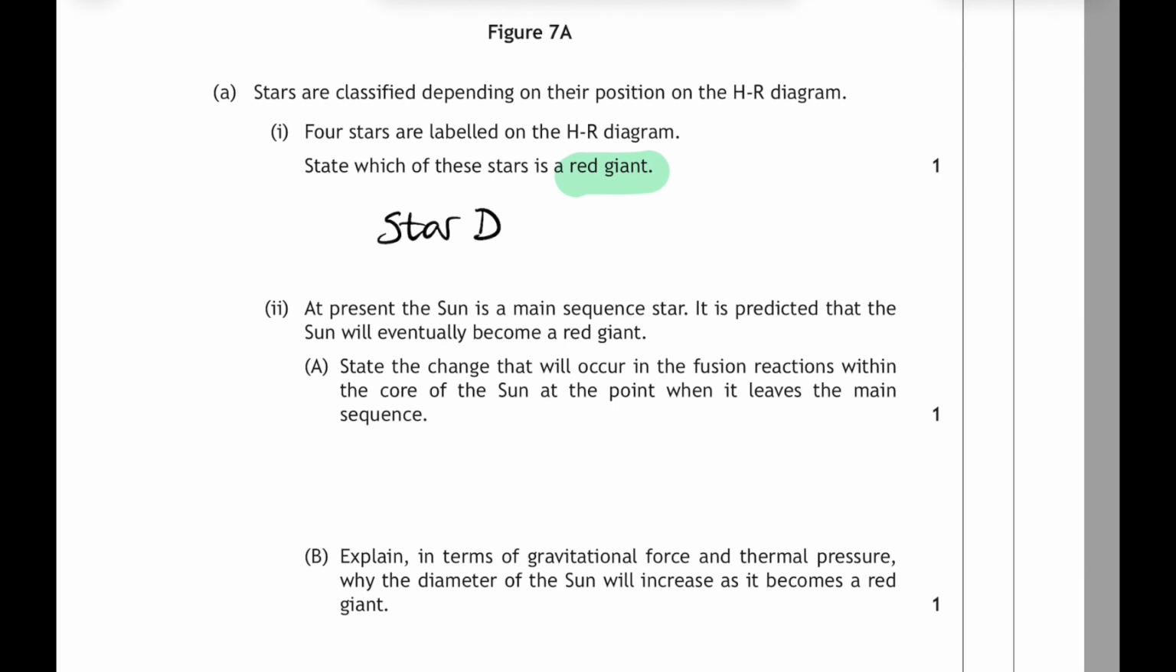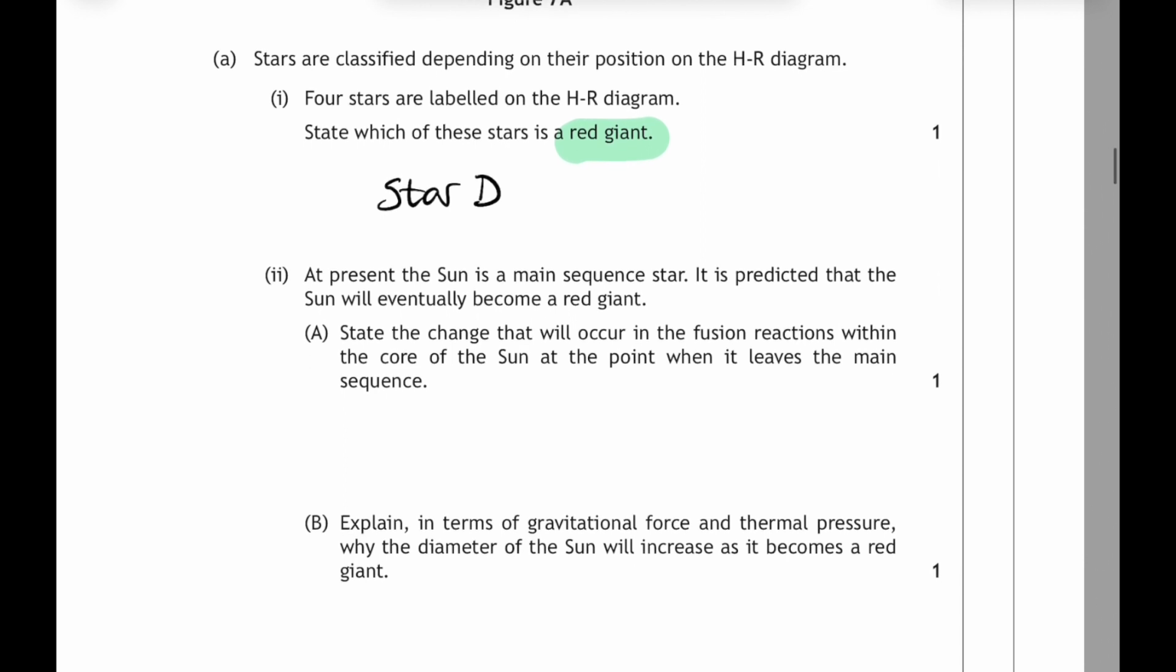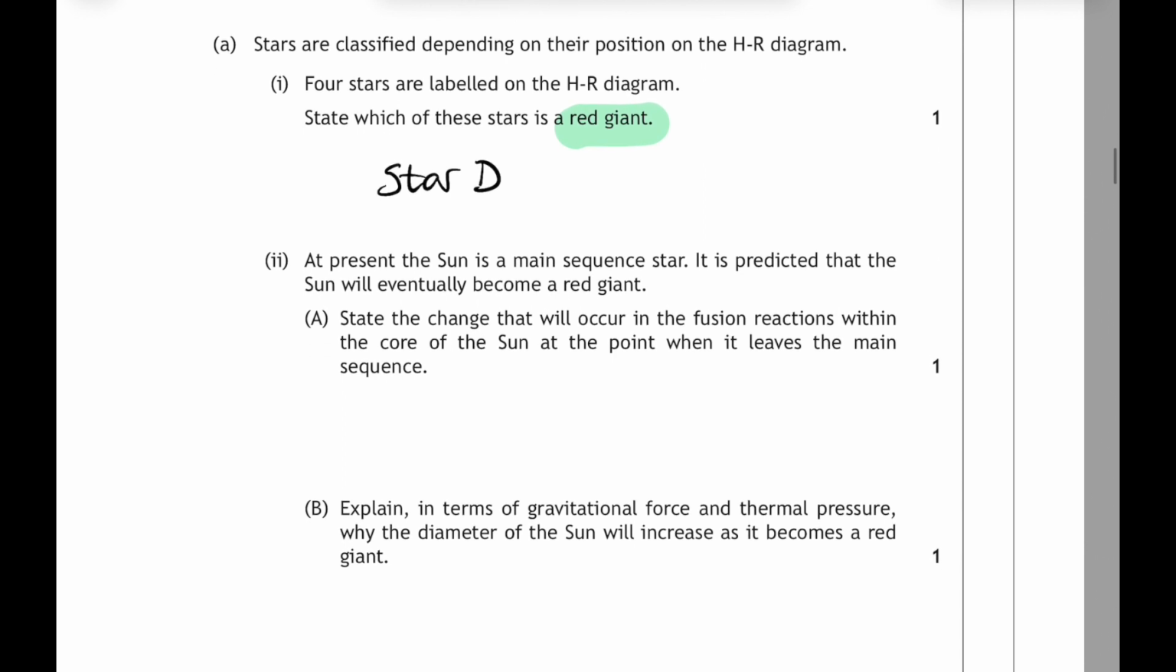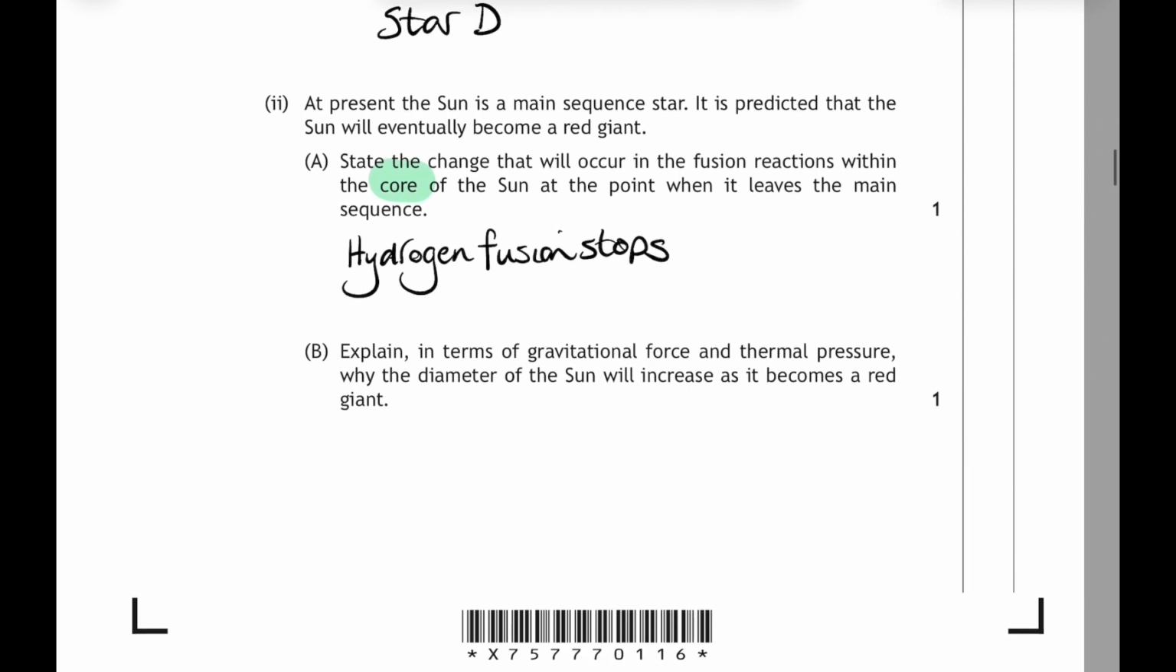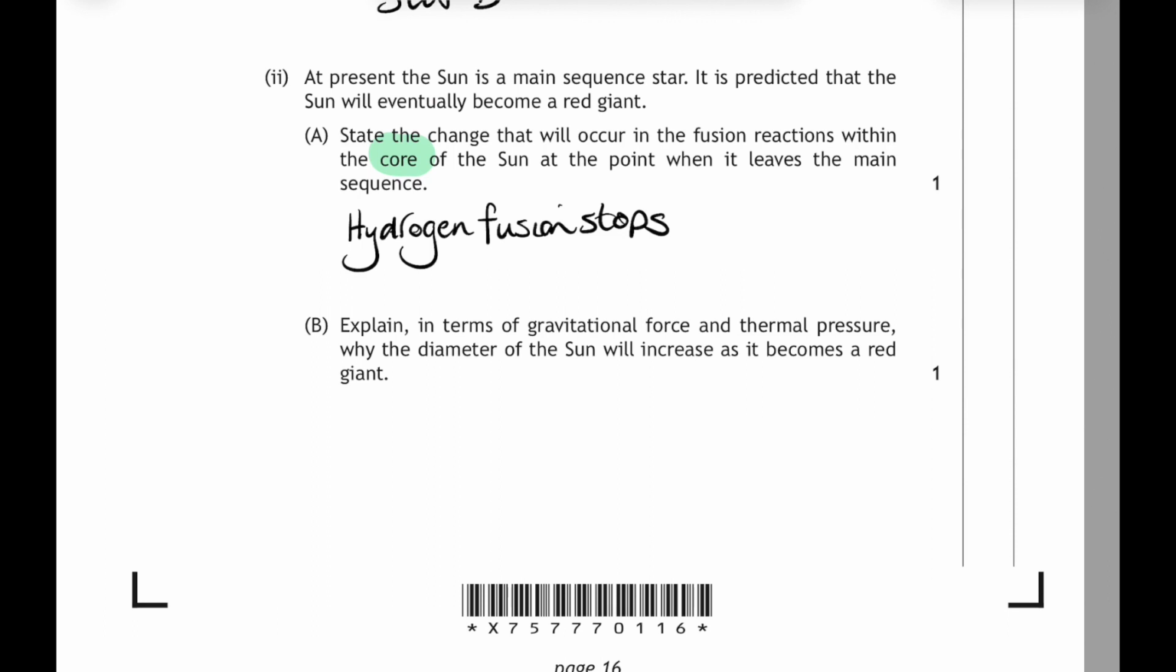Part 2, at present the Sun is a main sequence star, and it's predicted that it will eventually become a red giant. State the change that will occur in the fusion reactions within the core of the Sun at the point at which it leaves the main sequence. Well, only one answer that's acceptable here, and that is that the hydrogen fusion stops in the core.